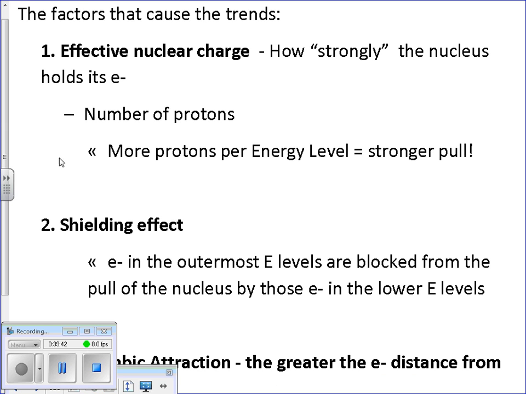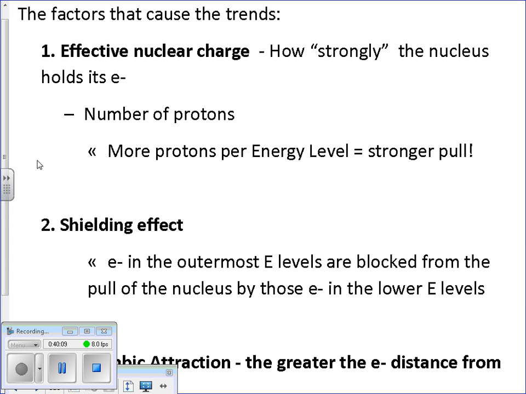Let me give you a little bit of verbiage here so that you can study these. You will have to explain these two trends, or these two factors, in the explanation part of your proof. You know how I had one on last time? You'll have another one here. So we're going to talk about the 4 trends. Actually, we'll talk about 1 or 2 of them today. But these factors that affect the trends across the periodic table exist for every single trend.